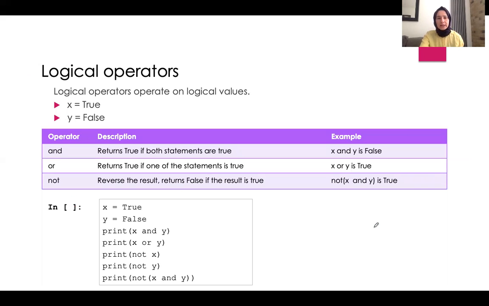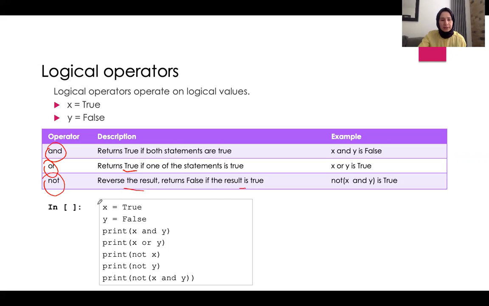The logical operators operate on logical values, and we have AND, OR, and NOT logical operators, as we already looked at in the previous slide. AND returns true if both statements are true, OR returns true if one of the statements is true, and NOT reverses the result, that is, it returns false if the result is true.